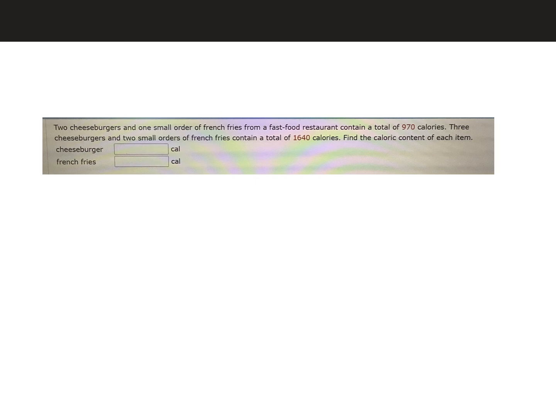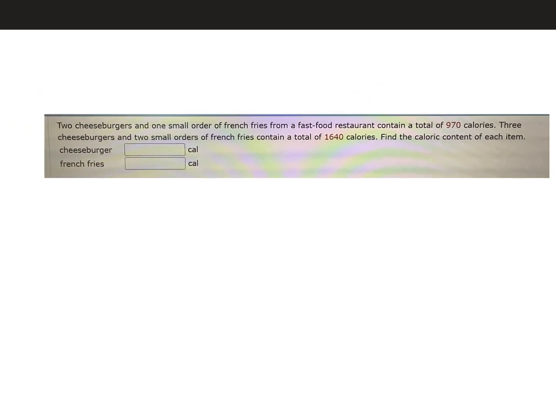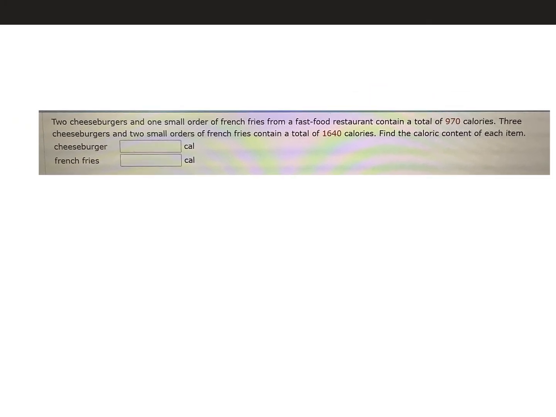So we're talking about 2 cheeseburgers and 1 small order of fries from a fast food restaurant is a total of 970 calories. 3 cheeseburgers and 2 small fries is a total of 1,640 calories. Find the caloric content of each item. All right, so my first order was 2 cheeseburgers, 1 fry, 970 calories. The second one is 3 cheeseburgers, 2 fries.